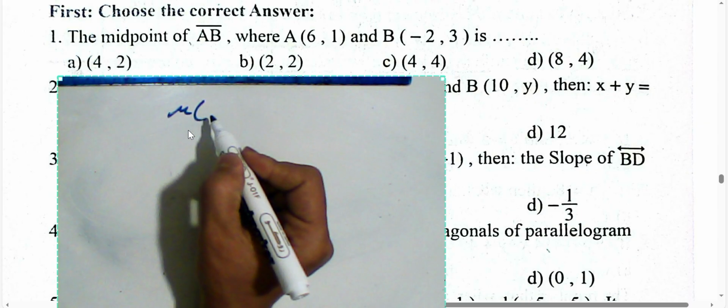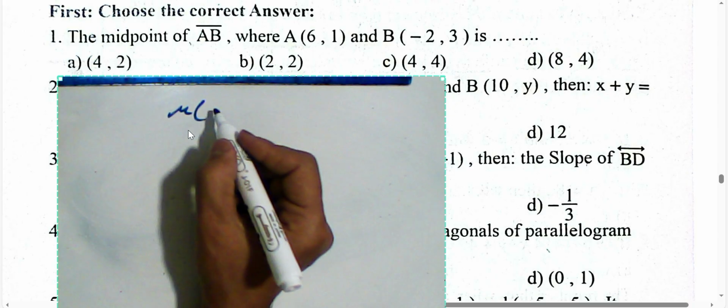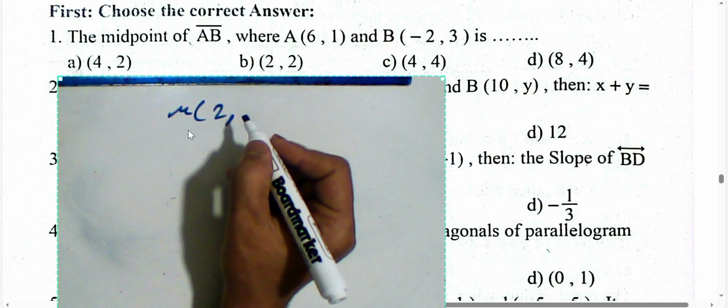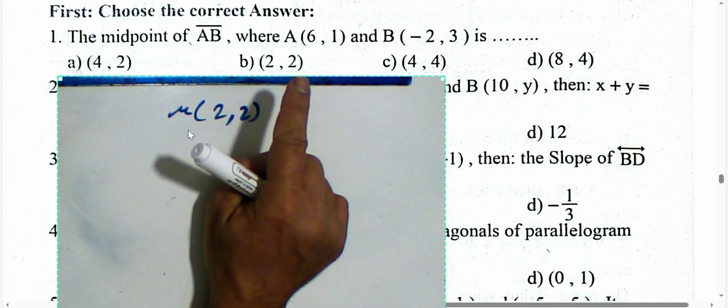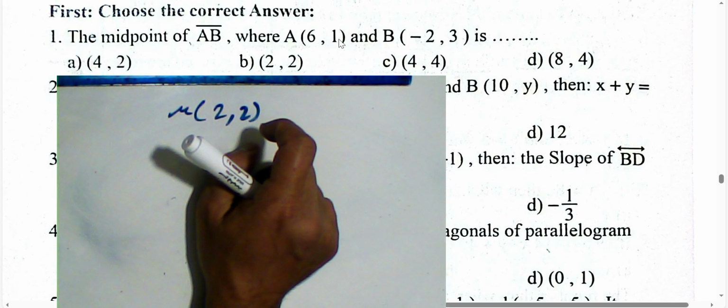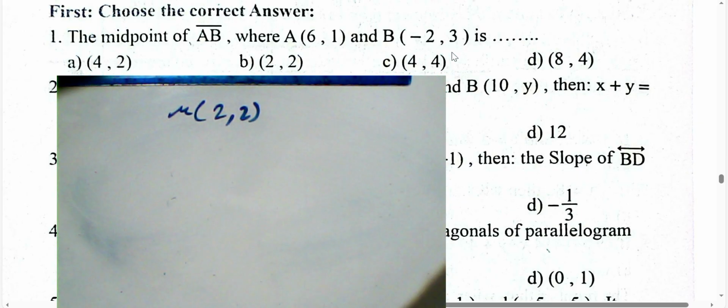What will be right? 6 plus negative 2 is 4, 4 divided by 2 is 2. 1 plus 3 is 4, 4 divided by 2 is 2. We write x1 plus x2 divided by 2, and y1 plus y2 divided by 2.